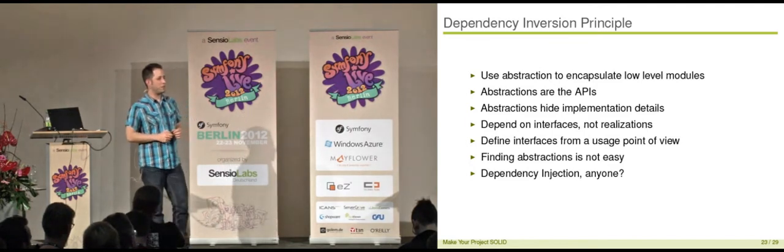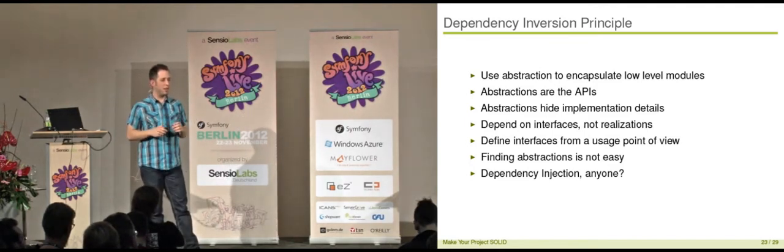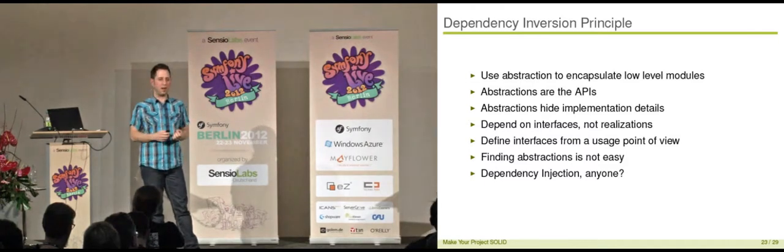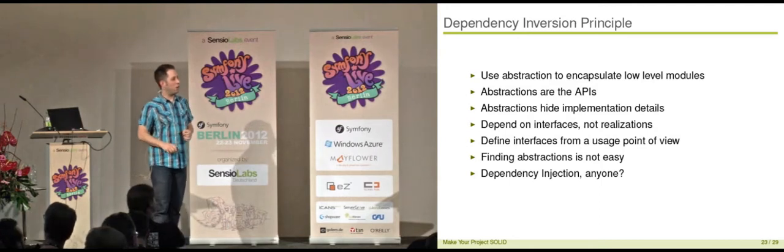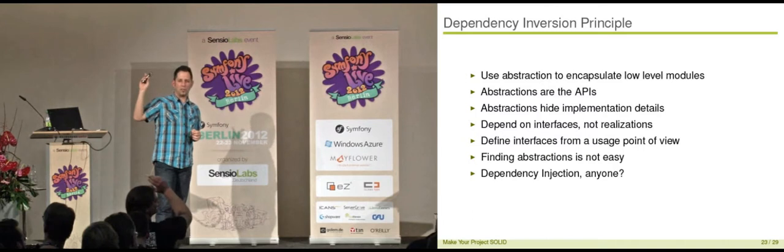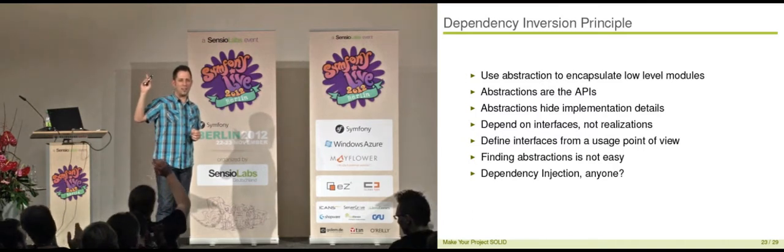Always define interfaces from a usage point of view. Never think about something like, "Oh, I already realized that, so I'm extracting an interface here." That is not the idea of how interfaces are used. And also, dependency injection. Everybody heard of that? I want all fingers to be raised now. Everybody heard of dependency injection?